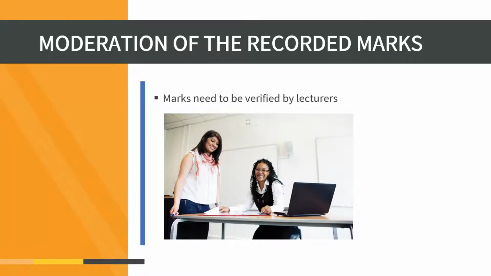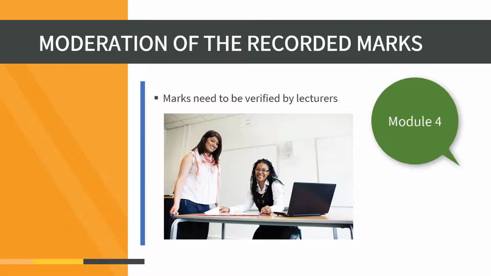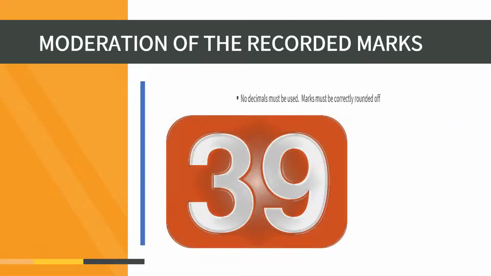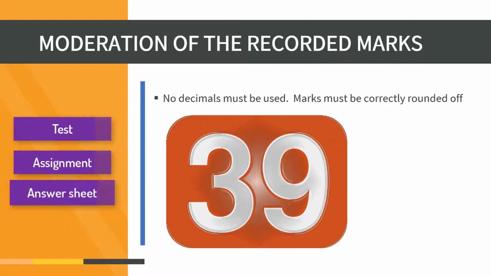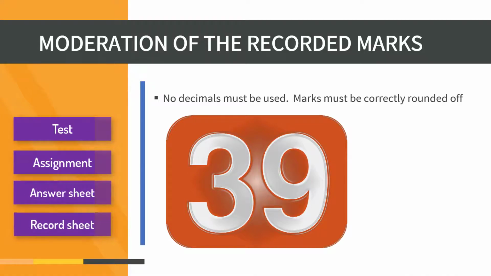Marks need to be verified by lecturers. We will pay more attention to this in Module 4. Please ensure that the marks achieved in each task are converted to reflect the weighting for the subject and that marks are rounded off. There should be no decimals. The converted mark should be indicated on the marked test, assignment, or examination answer sheet as well as on the record sheet.